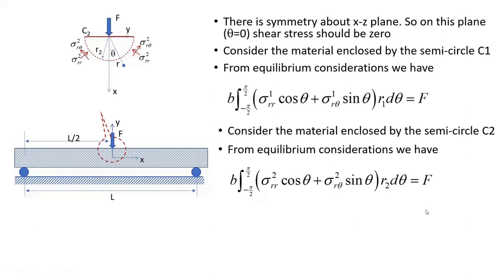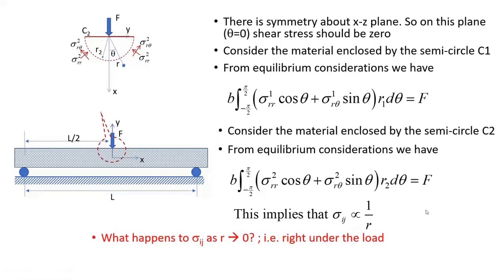Now, if you look at these two equations, if I keep on taking circles which are smaller and smaller in radius, you will find that the stress components should scale as 1 over R, shown here. Right? It is very evident. So what does this tell us? As we approach the loading point, the stresses vary as 1 over R, or exactly at the loading point they are unbounded. Okay, I will leave you with this much information at this stage.